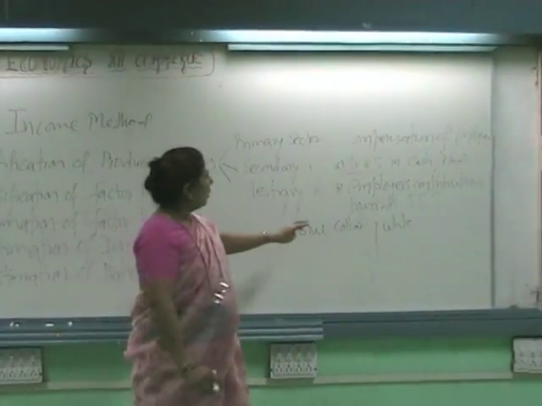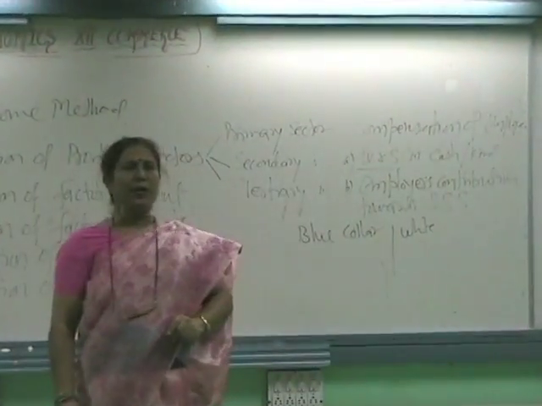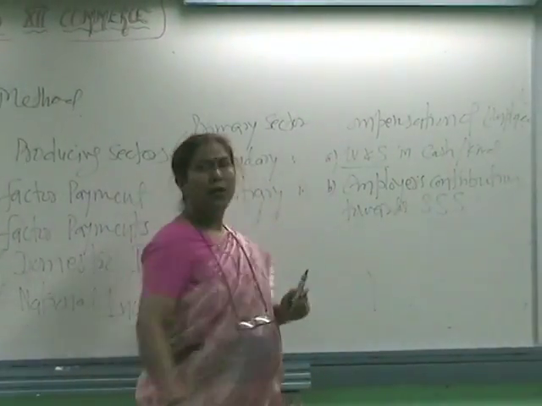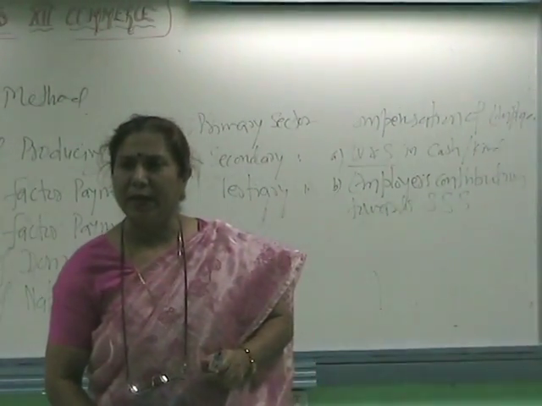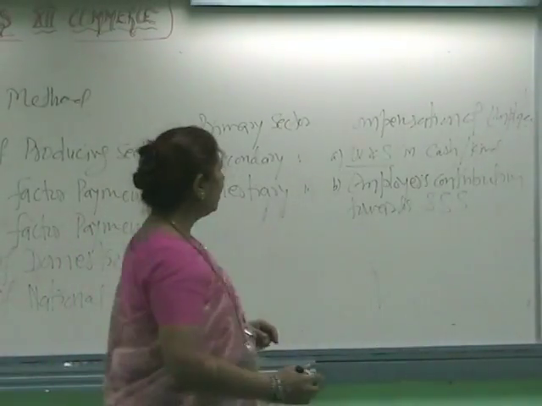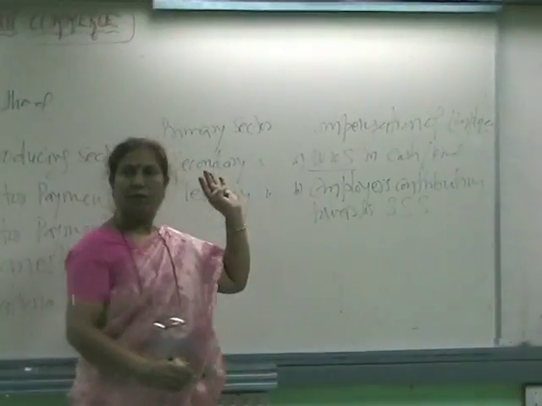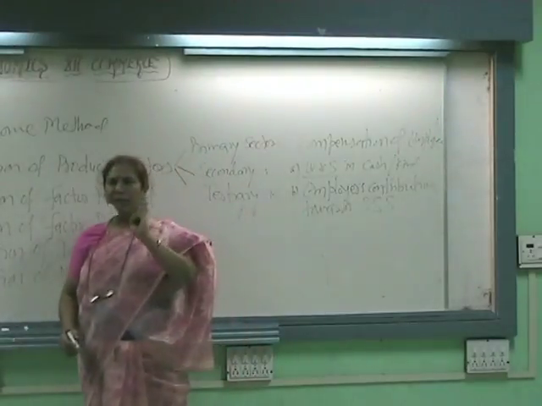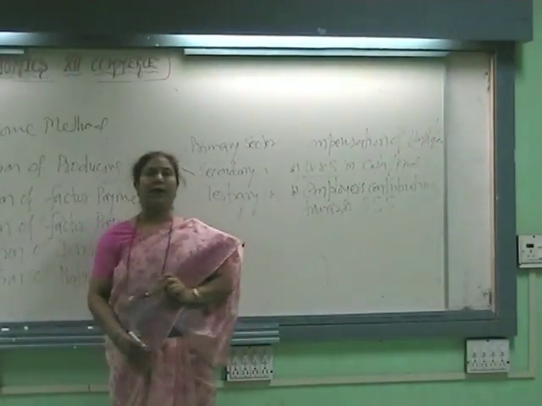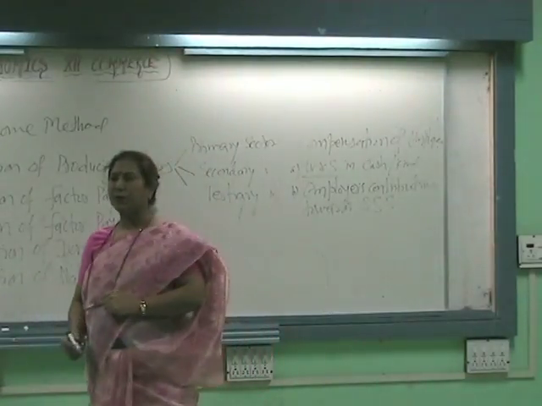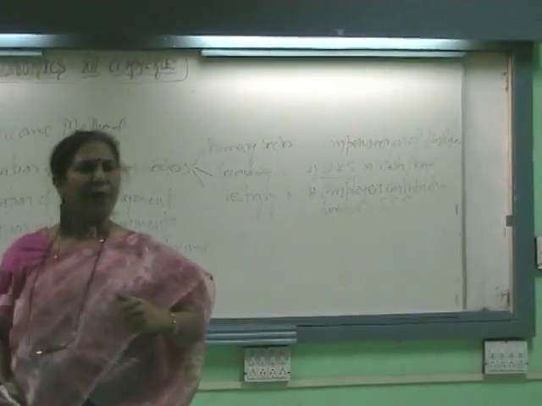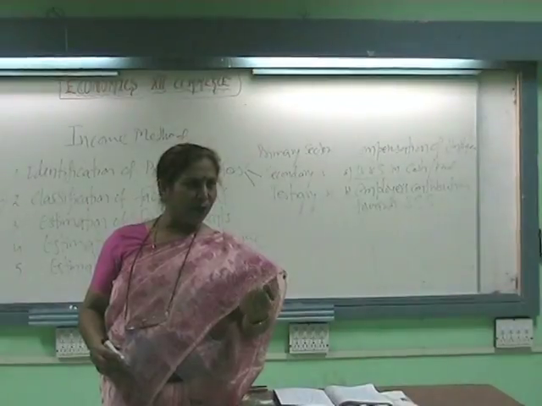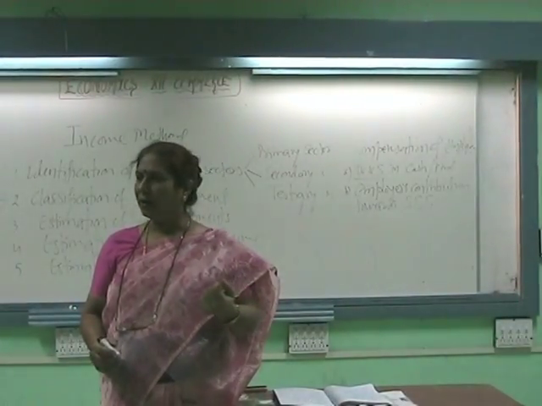Now, I would like to tell you that all these payments which are made by a producer, we call factor payments. These are compensation of employees, operating surplus and mixed income, or compensation of employees, rent, interest and profit. Why do we call them factor payments? Because they are paid by the producer to hire the factors of production. That is factor payment.